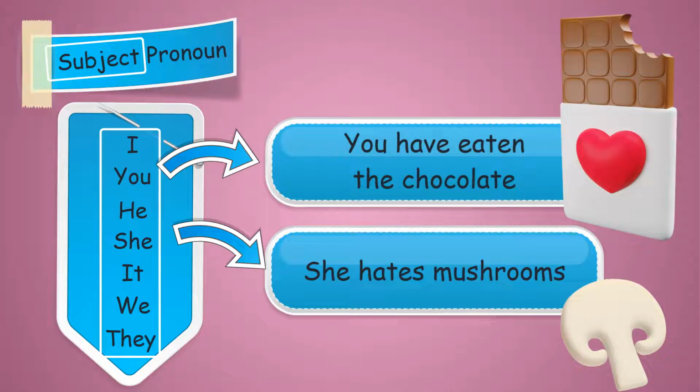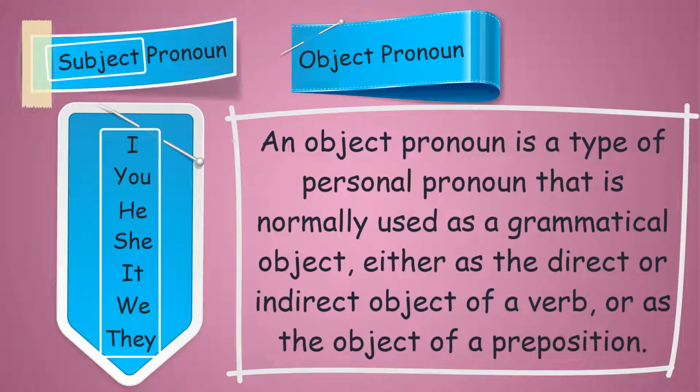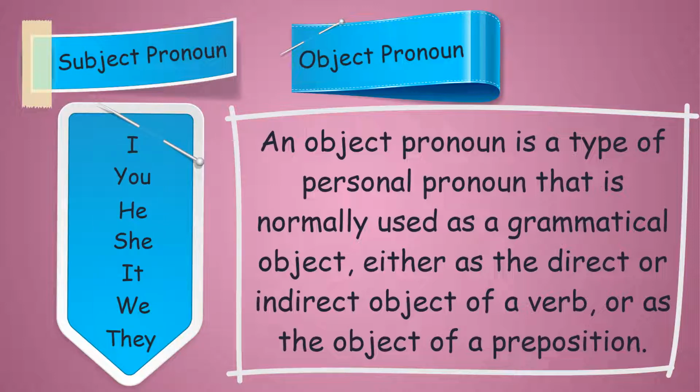In English, we also have object pronouns. An object pronoun is a type of personal pronoun that is normally used as a grammatical object, either as a direct or indirect object of a verb, or as the object of a preposition. The 7 basic pronouns take on different forms when used as object pronouns rather than as subject pronouns.